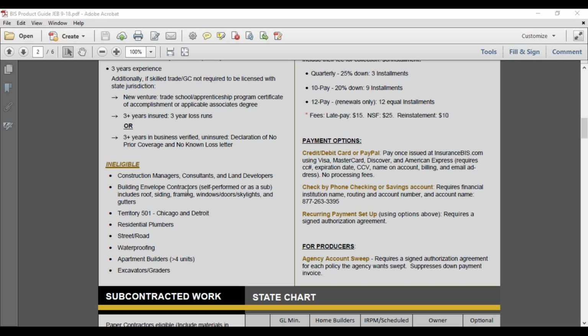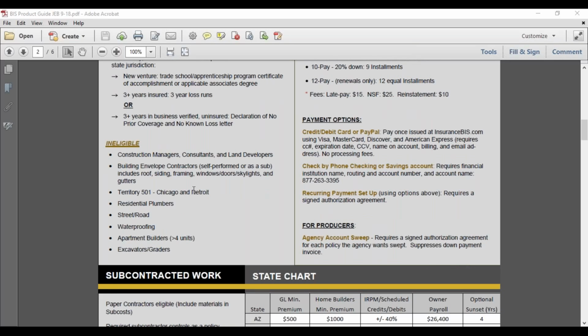We do not like building envelope guys on a standalone basis, or if they're working as a sub. Roofers, siders, framers, windows, doors, skylights, gutters, so any of those exterior work, if they're working on a standalone basis or as a sub, that is not eligible. We like our guys to work inside, and if they're working on the outside, mostly to work as a GC. We do have availability in certain states, but Illinois and Michigan are not eligible territories.